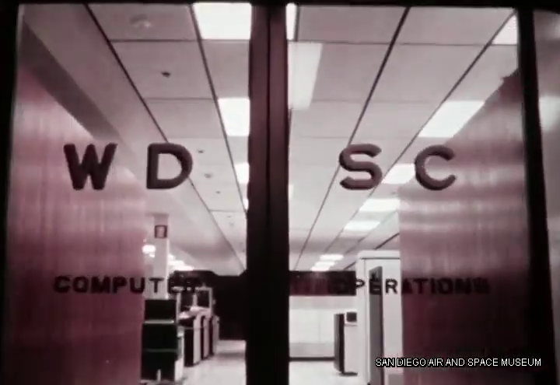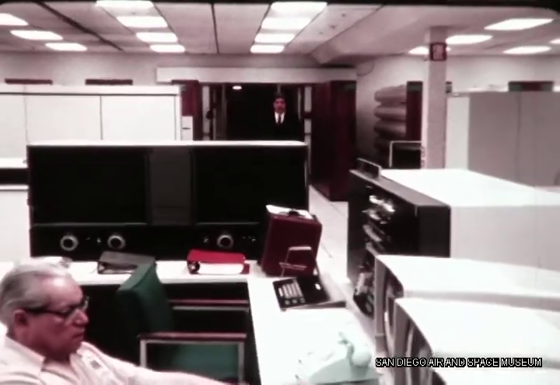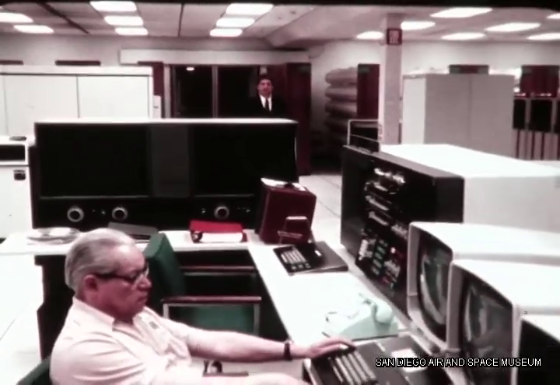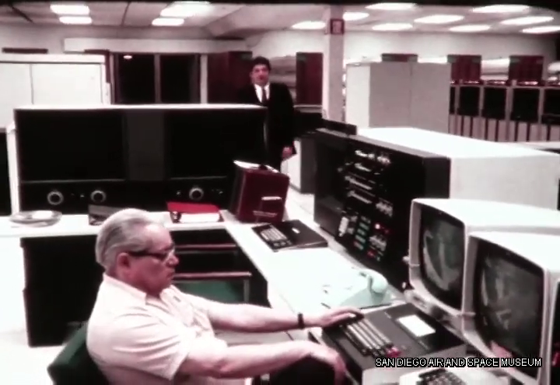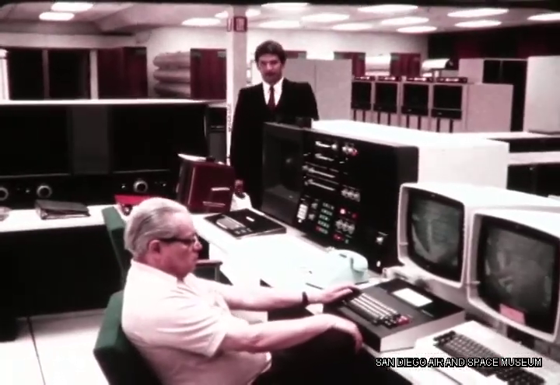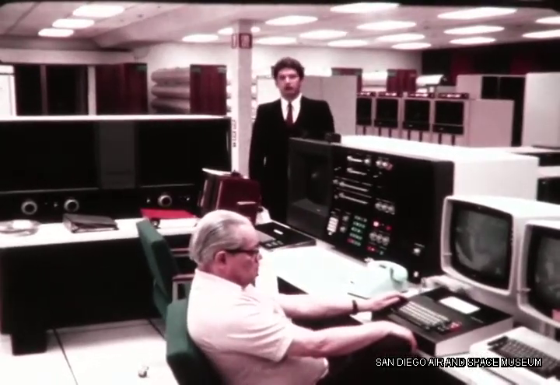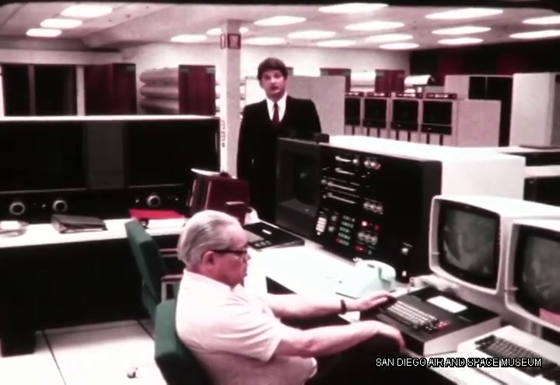This WDSC computer complex, located at the Kearney Mesa facility, is the heart of a network of computers and workstations which make DNC possible. Design data is transmitted to the IBM 370 complex and stored here for later retrieval by process planning, numerical control programming, and others.